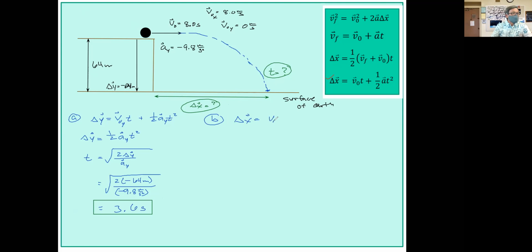And that's going to be delta x. It's going to be equal to v initial along the x times time. And this is the reason why we need to solve for time first. So let's go ahead then and plug that in.